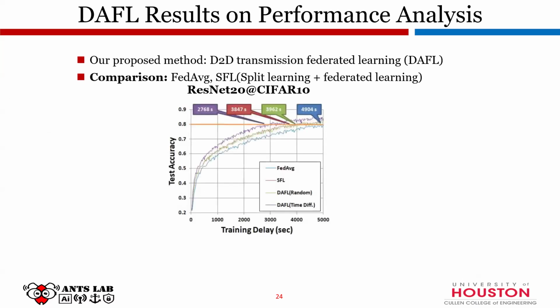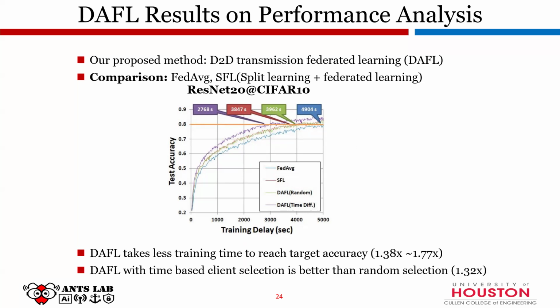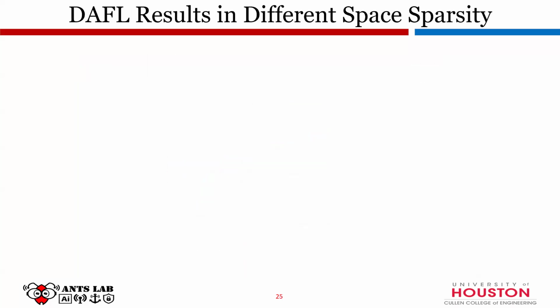As you can see in the graph here, the purple and the green ones show our two DFL results. Our final one, the purple one, takes less training time to reach the target accuracy, with a ratio of 1.38 to 1.77. And also, DFL with the time-based client selection is better than the random client selection, as you can see in the comparison between the purple curve and the green curve.